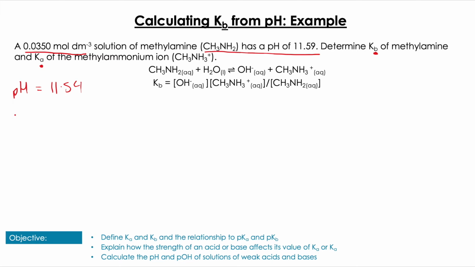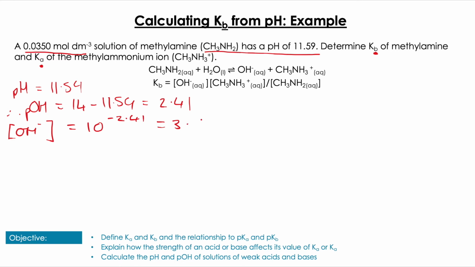So the first thing I'm going to do is work out my pOH. I'm going to take the nice easy route and do 14 minus 11.59 equals 2.41. This allows me to easily find my OH minus ion concentration by doing 10 to the power of minus 2.41, which is 3.92 times 10 to the minus 3 moles per decimeter cubed.